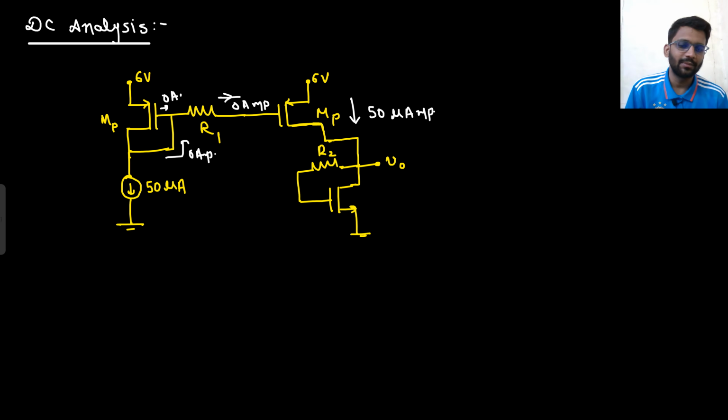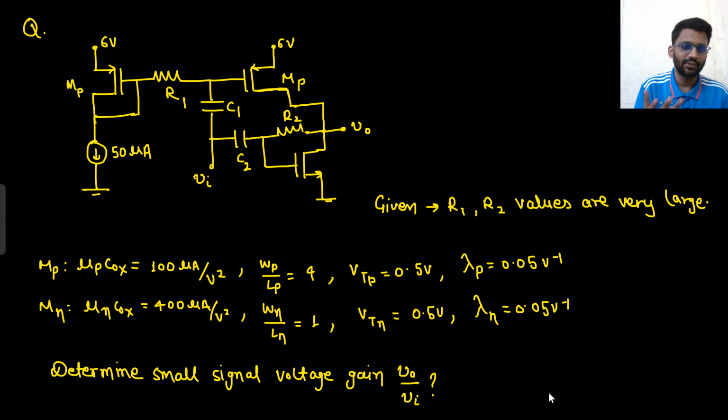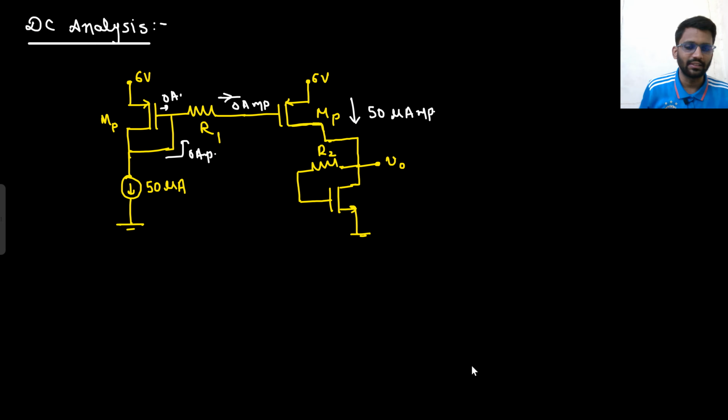Here again we are taking the assumption that all the transistors are working in saturation region. If they are working in saturation region, then only you can find the small signal voltage gain. So it should be mentioned in the question, or you can take the assumption that all are working in saturation region. So we are taking this assumption that all transistors are working in saturation region. So all of them are having the same current, that is 50 microampere. All the transistors are having the same 50 microampere current.